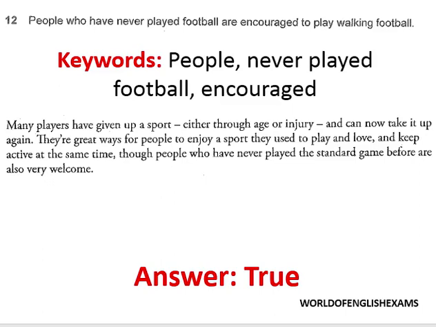the sport. So given up the sport means they have already played it and then they gave it up. That means they quit the game because of age or injury. So just now we have read this and now can now take it up again. But do we want that context? No. We are looking for a context that says never played. If you don't circle never as the keyword, you are not going to get the right meaning. Now let's continue. There are great ways for people to enjoy a sport they used to play. Used to play means again it's not for the first time. They have already played it and now they are resuming their play. And keep active at the same time.